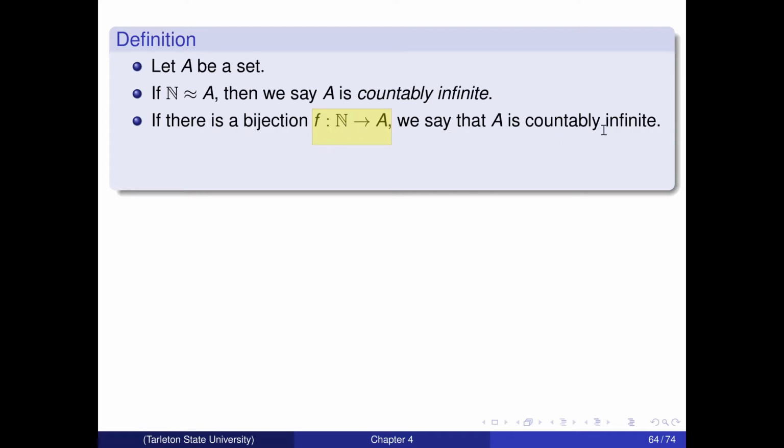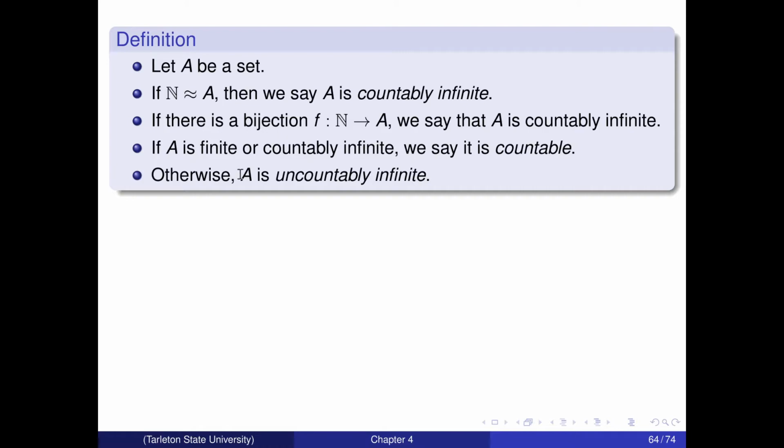Now, if a set is finite or countably infinite, we are going to say that it's countable. So there are certain situations where it's useful to put finite sets and countably infinite sets in the same category, and that category is going to be called countable.